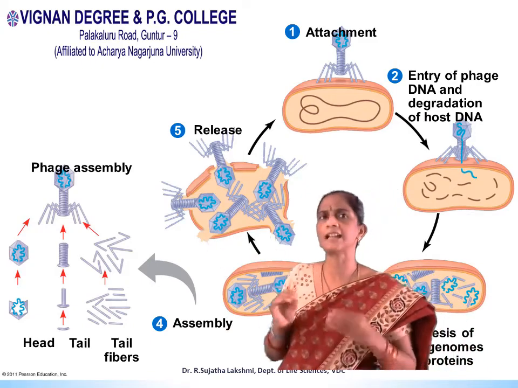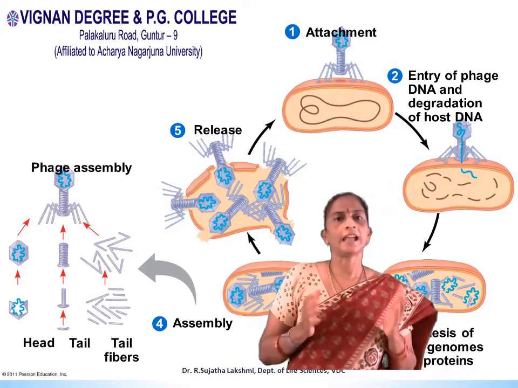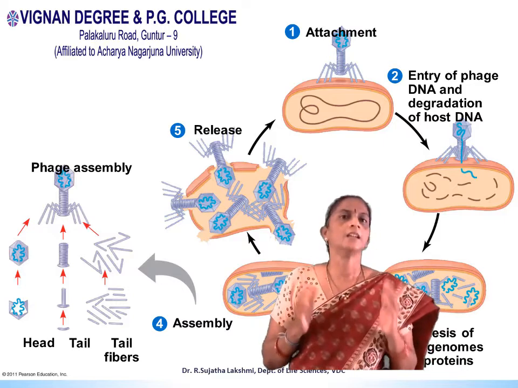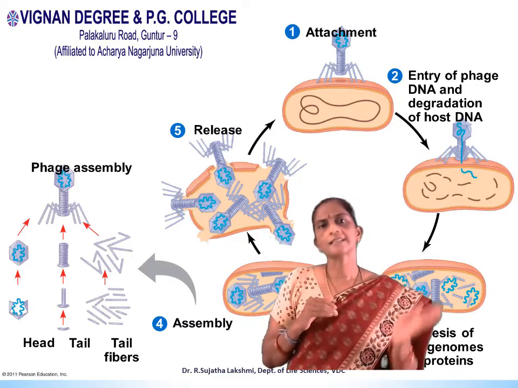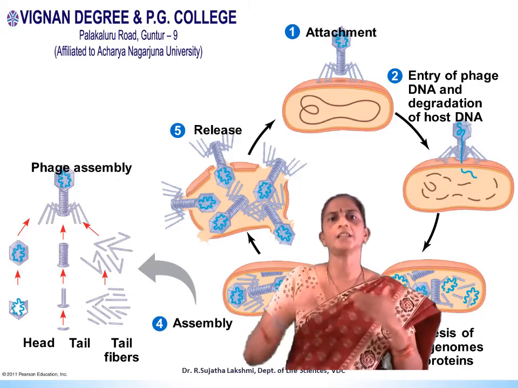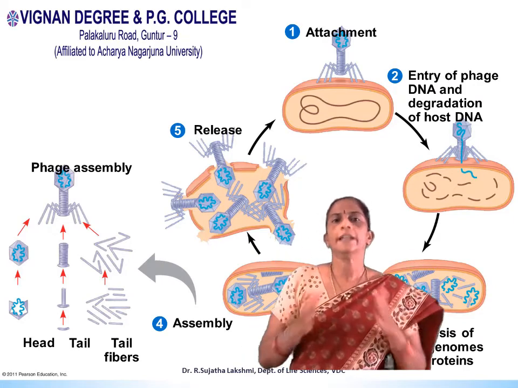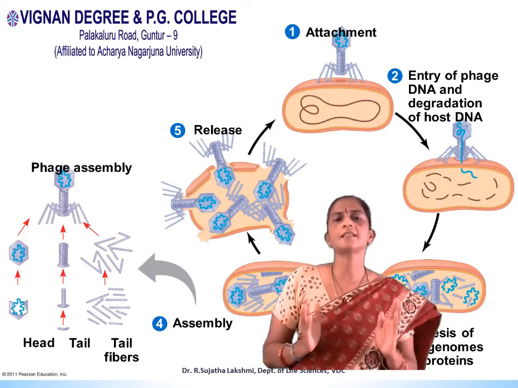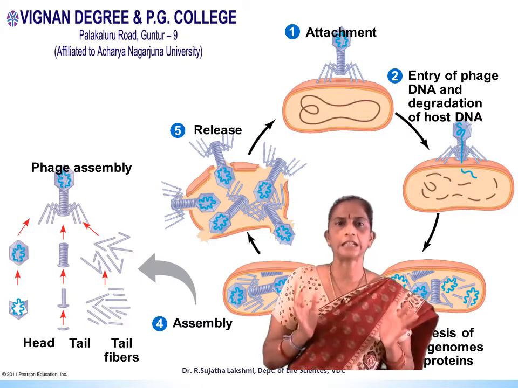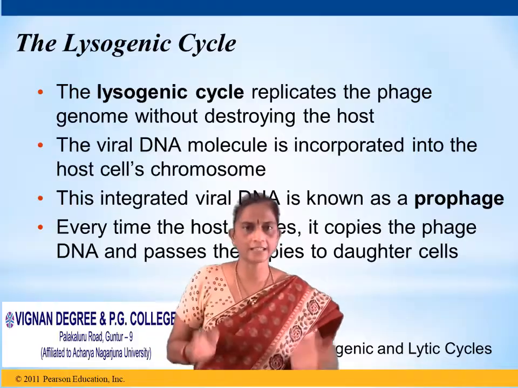This is called the lytic cycle. Lytic means the lysis of the cell. The bacteriophage comes and attaches to the bacteria. They use all the machinery of the bacteria. Finally, it ruptures the cell wall of the bacteria. So it is called the lytic stage.